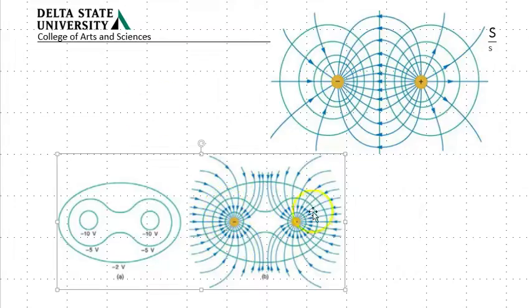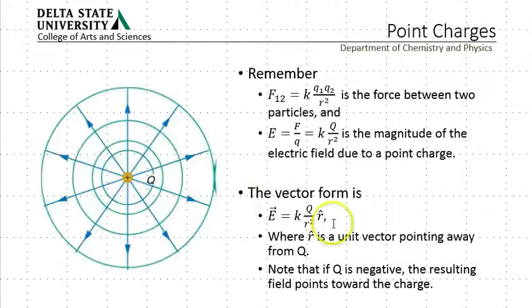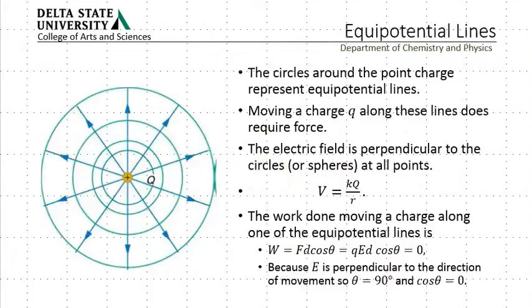All right, that's it for equipotential lines. The big takeaways from this are the electric field due to a point charge equals KQ over R squared, which gives rise to an electric potential due to a point charge, which is KQ over R. And this R is nothing other than the distance you happen to be from the charge Q. All right, that's it for this segment.